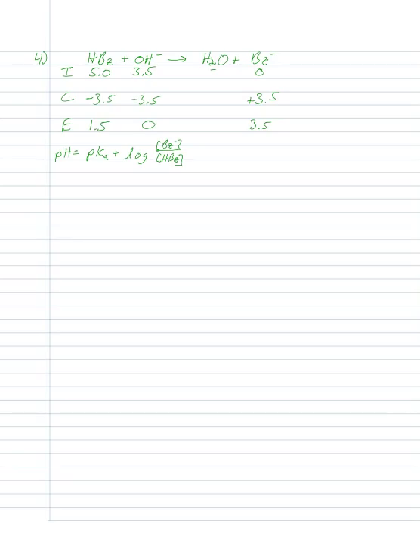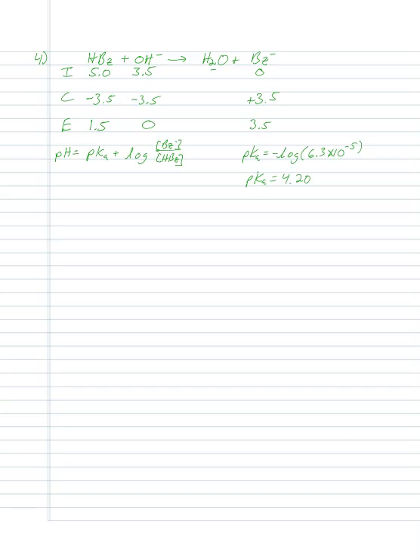Okay, we've got to do a little extra work here. We need to find the pKa. That's going to be equal to the negative log of our Ka value, which is 6.3 times 10 to the minus 5. And so our pKa here is 4.20.